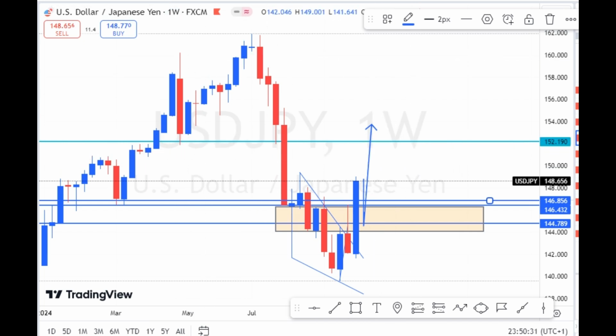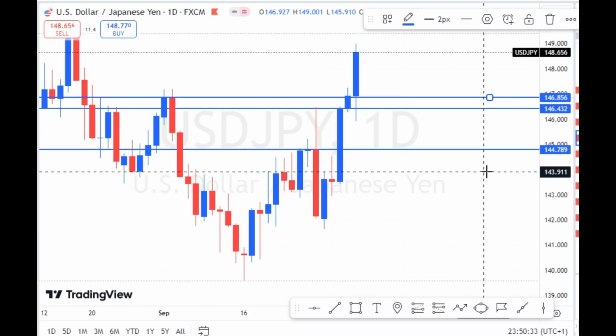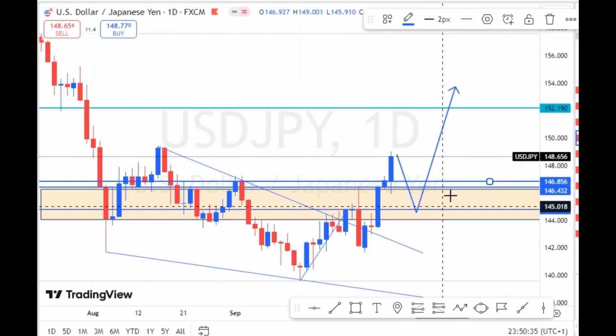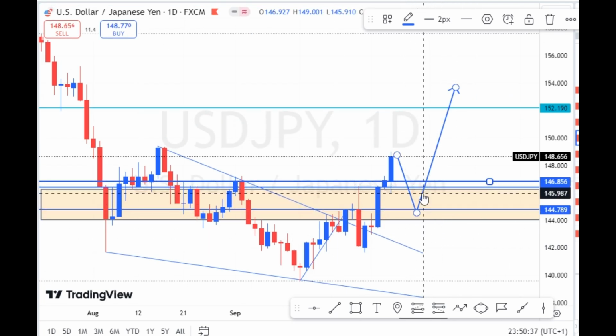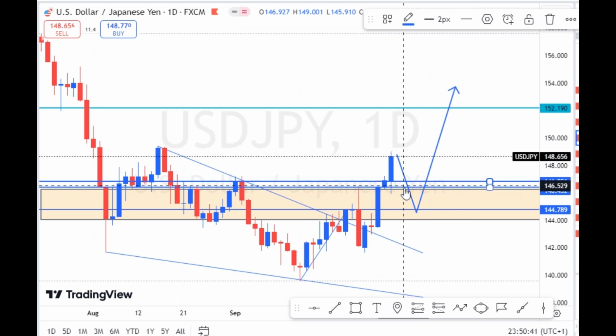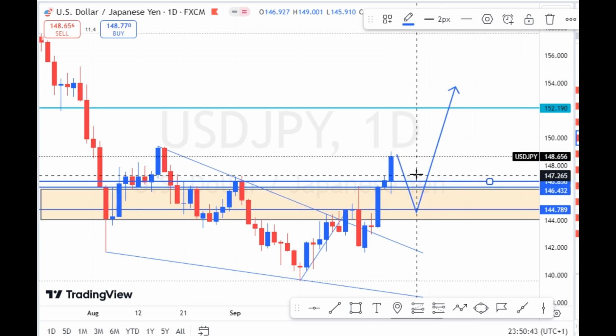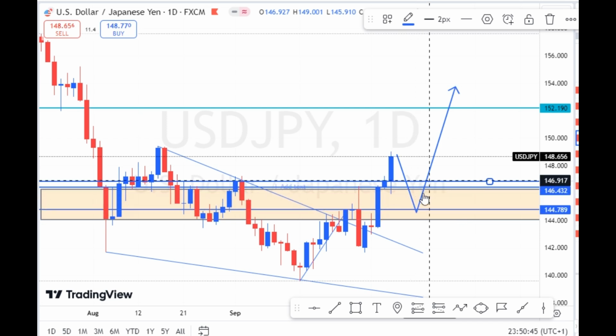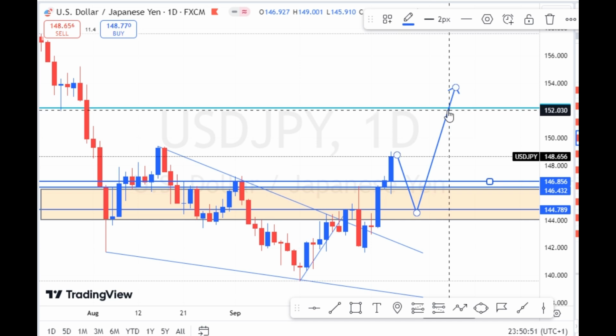So on our daily chart now, we'll be looking for a buying opportunity on this support level for us to buy the USDJPY back to the top. So we expect price to retrace back to this area, then look at a buying opportunity with a price action candlestick on the daily chart for us to buy the USDJPY to this area. Our target will be this resistance level.